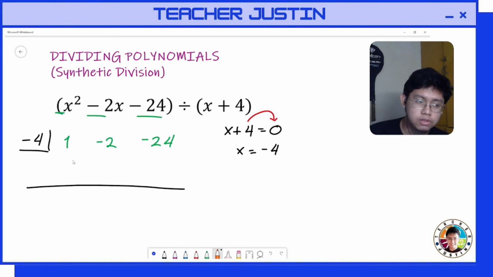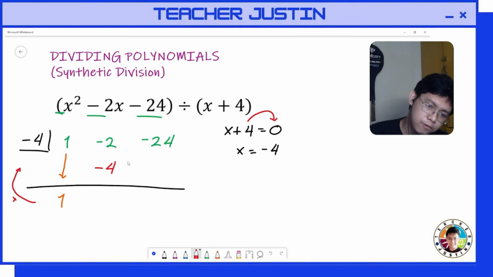Next step is for us to bring down our first term, which is positive 1. Next, let's multiply 1 to our divisor, which is negative 4. 1 times negative 4 is negative 4. So let's place it here, negative 4.